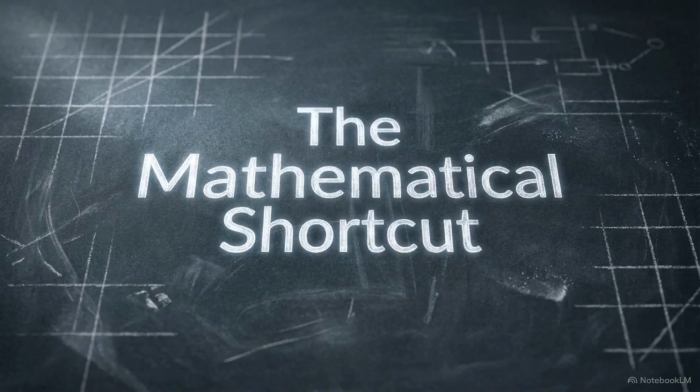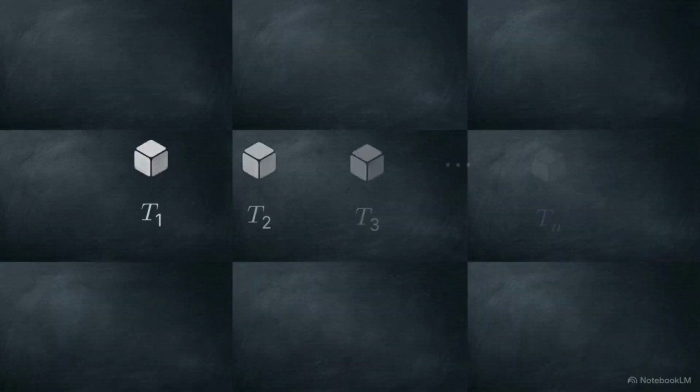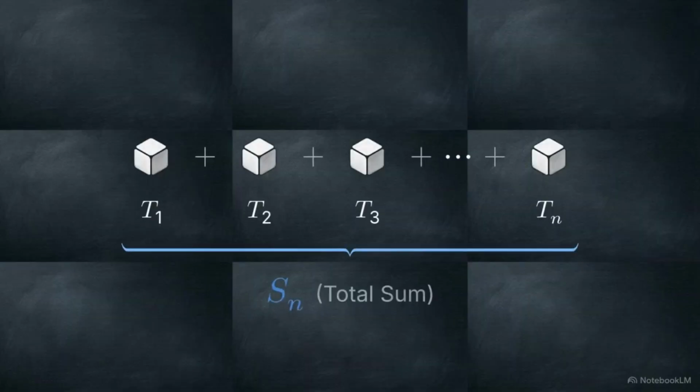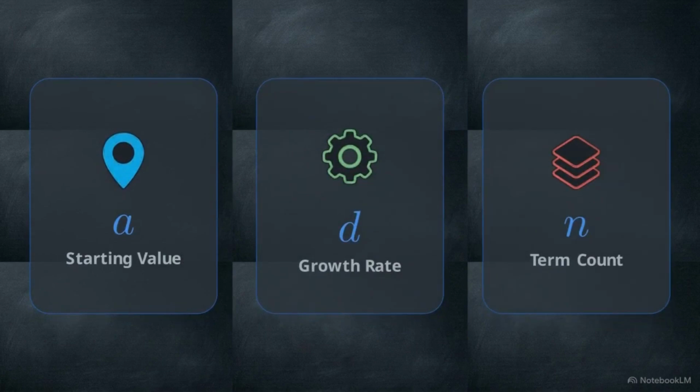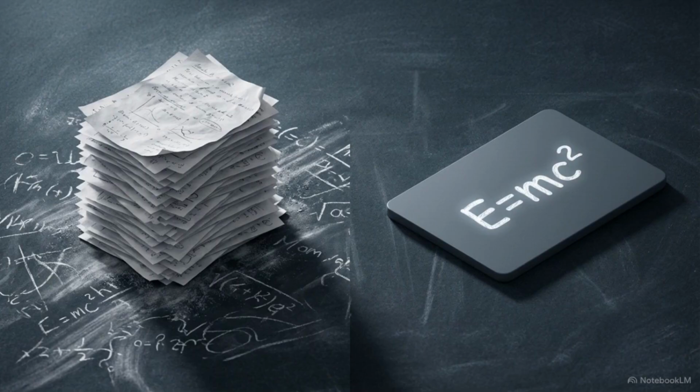Mathematics provides a specific tool for this, the arithmetic series sum formula. It allows you to find the total without summing each term individually. By identifying 3 properties of a sequence, you can determine its total value quickly, replacing minutes of repetitive addition with a single calculation.